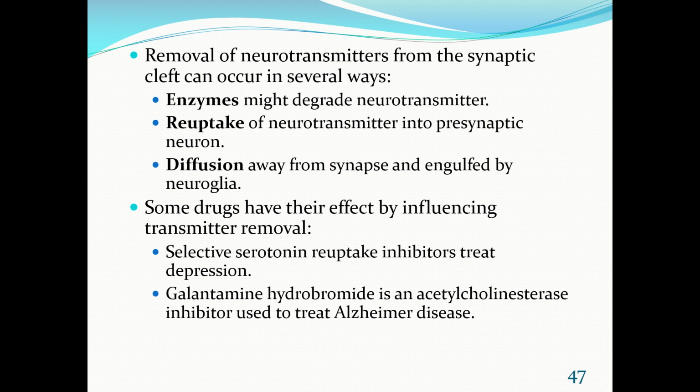Once the neurotransmitters have done their job, the removal of neurotransmitters from the synaptic cleft can occur in several ways. There are enzymes that degrade the neurotransmitter, like we saw acetylcholinesterase back in the muscle chapter that degrades acetylcholine. Another thing that can happen is the reuptake of neurotransmitter into the presynaptic neuron, and that's what reuptake inhibitors prevent from happening, like with SSRIs. And then the diffusion away from the synapse and then it being engulfed by surrounding neuroglial cells.